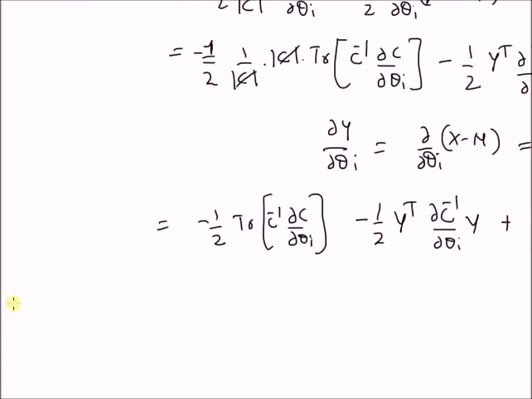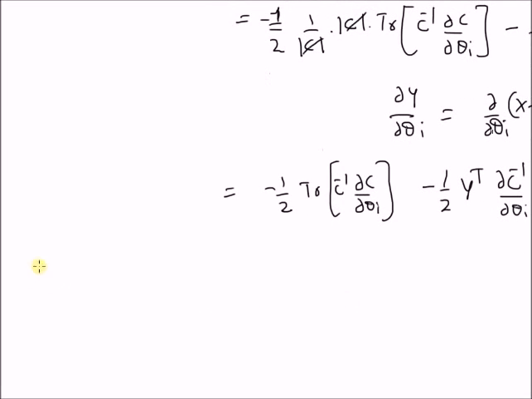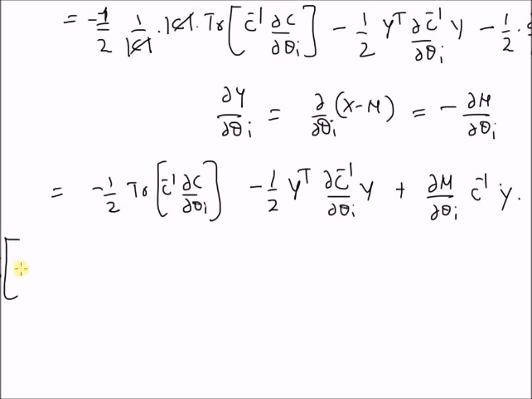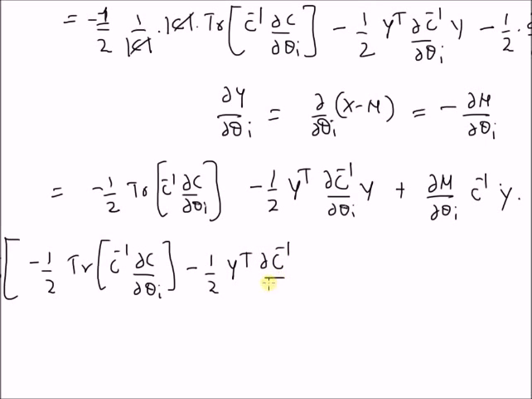Now we can write the element of the Fisher information matrix, that is I of theta ij, as the product of this derivative, that is minus 1 by 2 trace of C inverse derivative of C with respect to theta i, minus 1 by 2 y transpose derivative of C inverse with respect to theta i, y, plus, there is a transpose here, the derivative of mu transpose with respect to theta i, C inverse y.